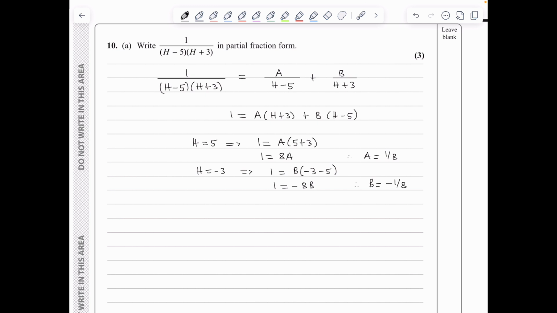I need to write my final answer. I cannot stop at a and b. So we have arrived at 1 over h minus 5 times h plus 3 being equal to 1 over 8 over h minus 5 minus 1 over 8 over h plus 3.